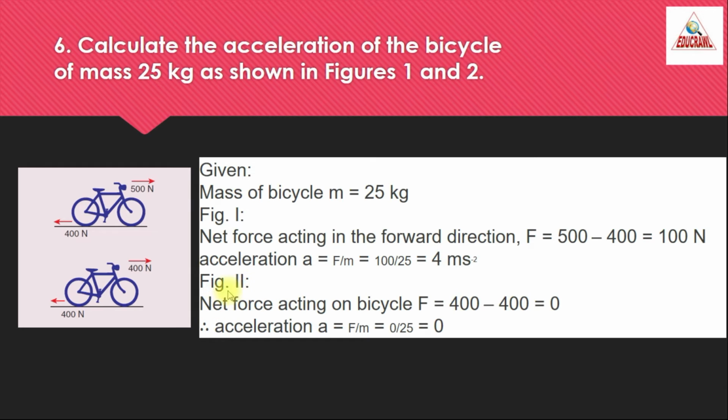Now figure 2. In figure 2, two forces of 400 Newton are acting along the two directions. Hence the net force acting on the bicycle F is equal to 400 minus 400, which is equal to 0. Hence the acceleration is equal to F divided by m, which is equal to 0 divided by 25, which is ultimately equal to 0. So the acceleration of the first bicycle is 4 meter per second square. The acceleration of the second bicycle is 0.